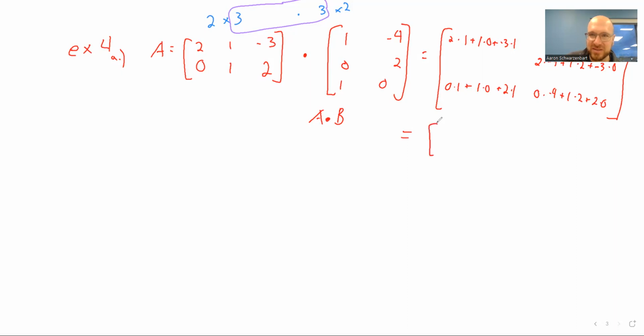Now I'm going to simplify this. 2 times 1 is 2 plus -3 is -1. -8 plus 2 is -6 plus 0 is -6. 2 and 2. And my matrix from multiplication is -1, -6.